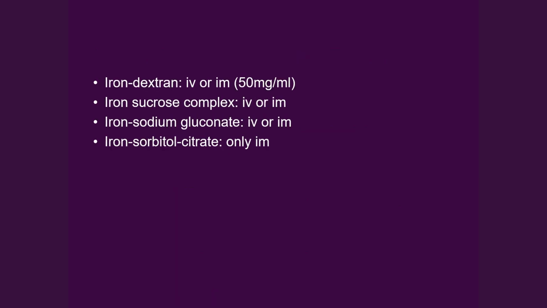So preparations: iron dextran. Now the route is also important. It can be given IV or IM. Iron sucrose complex, IV or IM. Iron sodium gluconate and iron sorbitol citrate are given only intramuscularly. So try to remember these preparations.